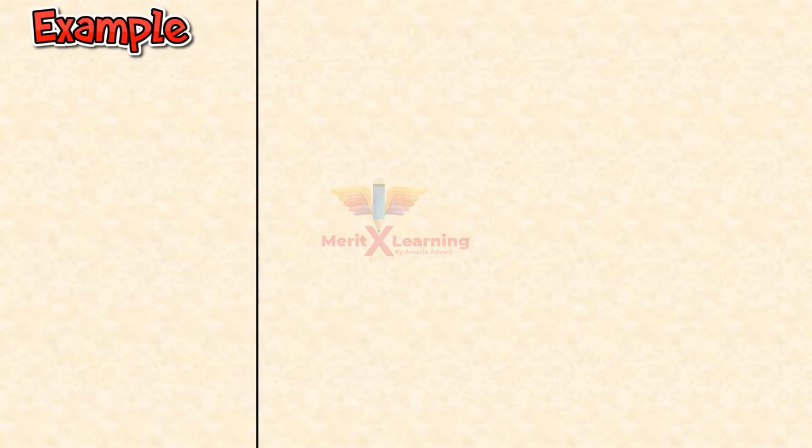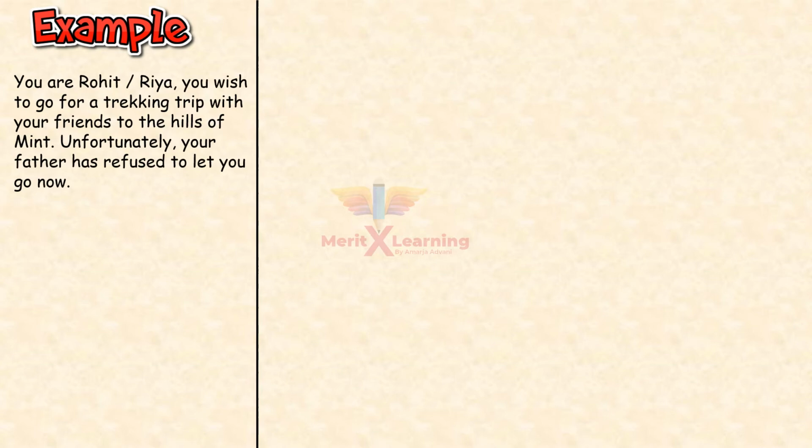Let us now have a look at an example. So, you are Rohit or Riya. Imagine you are Rohit or Riya. You wish to go for a trekking trip with your friends to the hills of Mint.